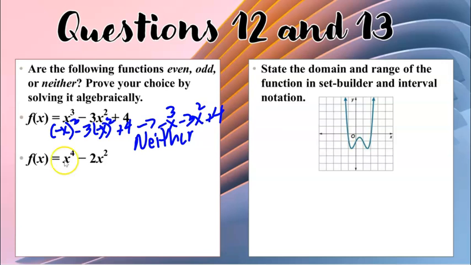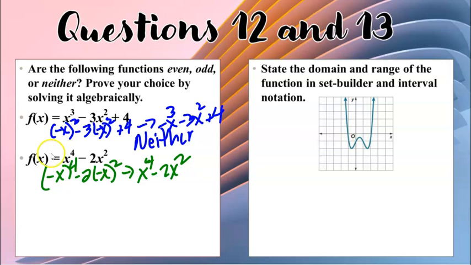Next one, f of x equaling x to the fourth minus 2x squared. Again, I'm going to put the negative x in for x and then simplify it. So negative x to the fourth, negative x times negative x times negative x times negative x, would also give us x to the fourth. And then negative x squared would be x squared, times negative 2 would give us negative 2x squared.